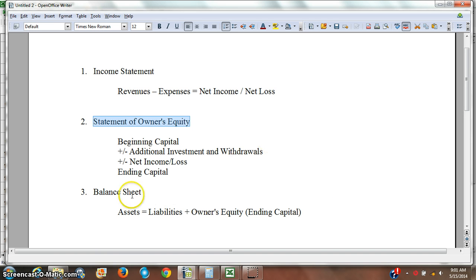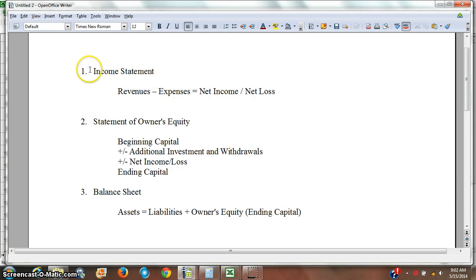And last but not least, the balance sheet, drawn from the basic accounting equation: assets equals liabilities plus owner's equity, which in this case is, I'm simply going to take the ending capital and plug it to the balance sheet.